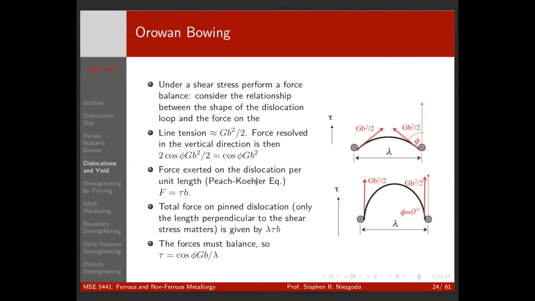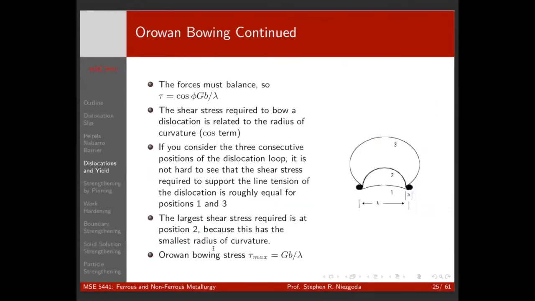Again, this is something I expect you to know, to be able to describe the process. I'm not going to ask you on an exam to prove the Bowing force needed to operate a Frank-Read source. Okay. So this gives us the total force on the pinned dislocation, and everything has to balance, so we can come up with this relationship here.